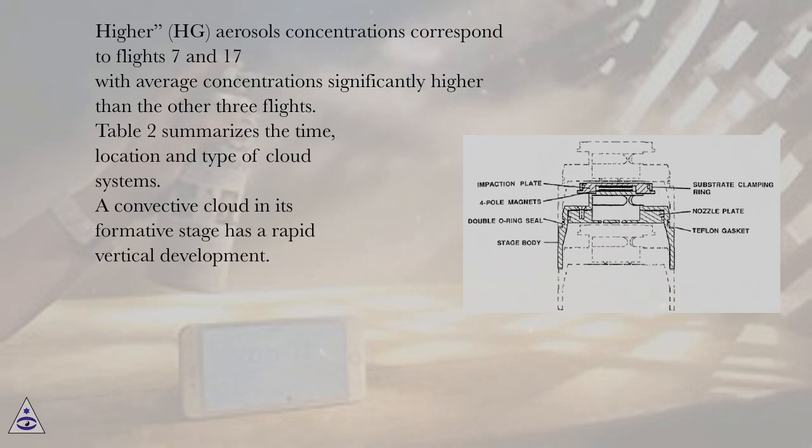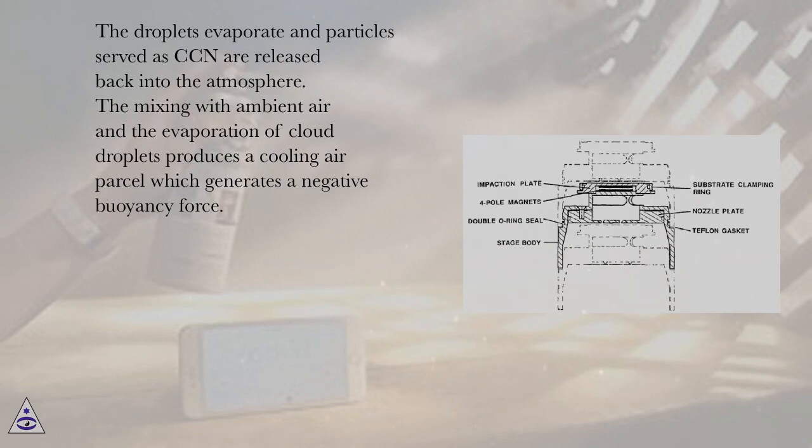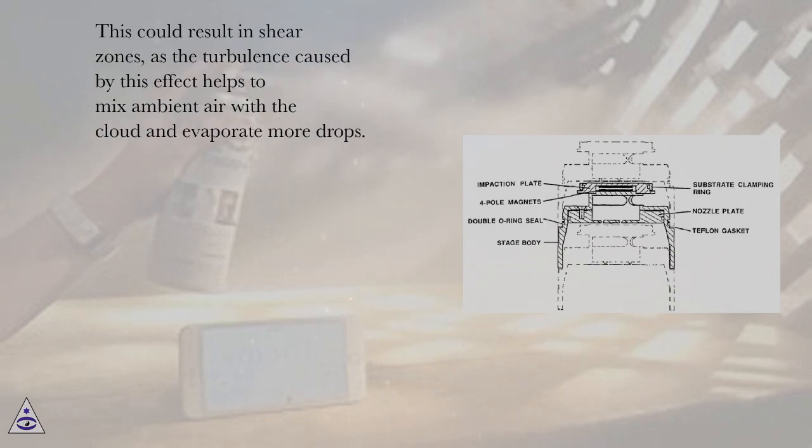A convective cloud in its formative stage has a rapid vertical development. The ambient air surrounding the cloud incorporates into the cloud, increasing its volume with the vertical expansion. This process is known as entrainment, so the mixing process is more efficient at the edge of the cloud, with subsaturated air from the environment. The droplets evaporate and particles that served as CCN are released back into the atmosphere. The mixing with ambient air and the evaporation of cloud droplets produces a cooling air parcel which generates a negative buoyancy force. This could result in shear zones, as the turbulence caused by this effect helps to mix ambient air with the cloud and evaporate more drops.